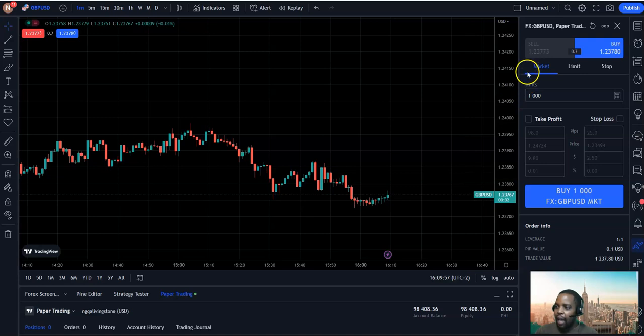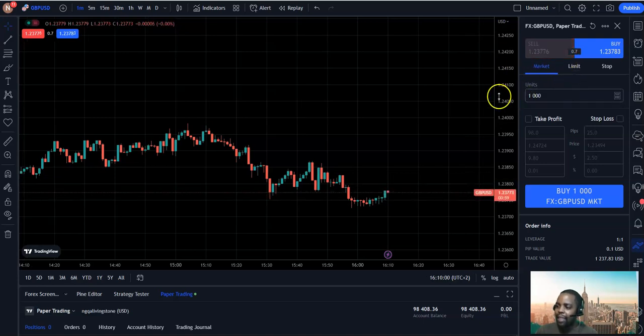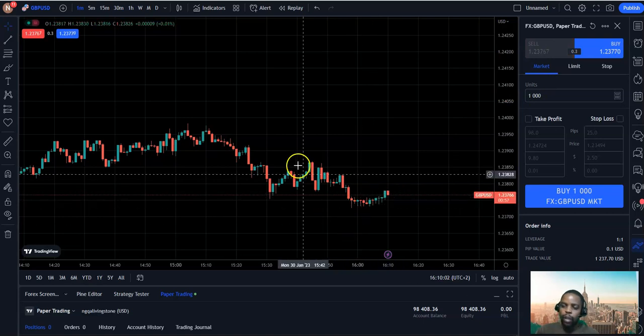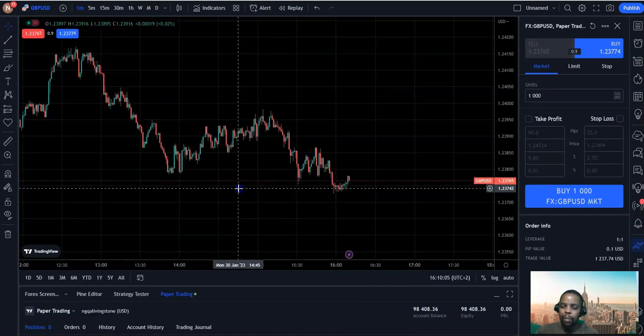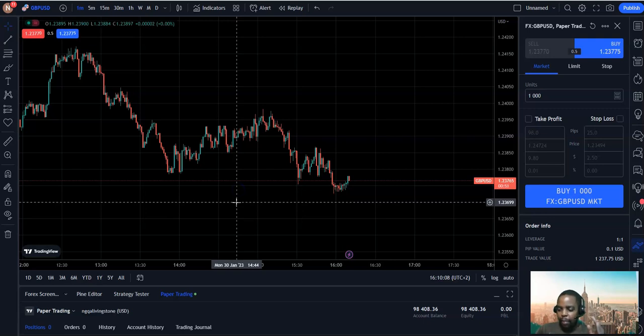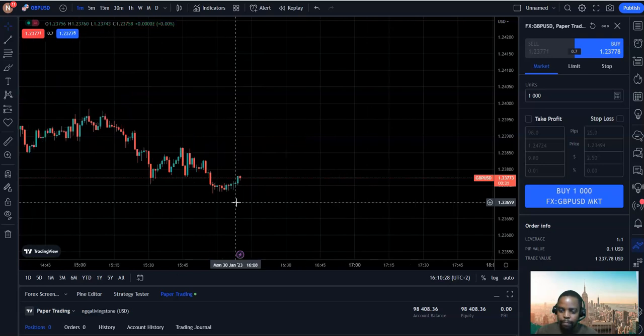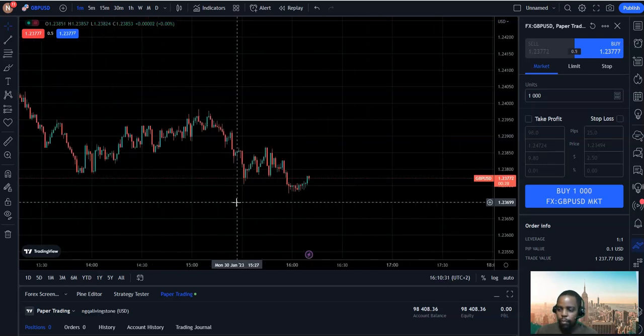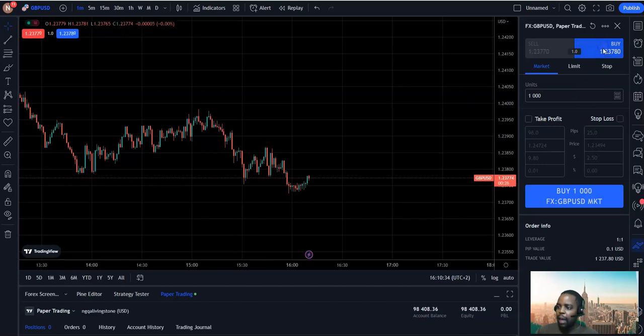Just buying and selling. First of all, I need to go to my market order section to choose whether to buy or sell the Great British Pound. Remember, the Great British Pound is the base currency, whereas the US dollar is the counter currency. So what do I believe? Do I believe that the Great British Pound will go up, or will it go down? Let me just look at this. I think it's going to go up. So if I think it's going to go up, I simply buy at market. Let me buy it.